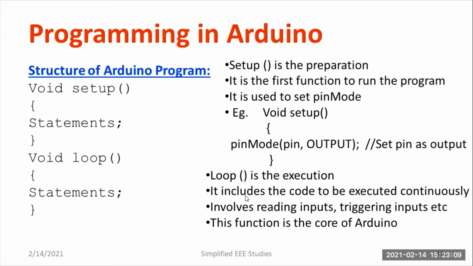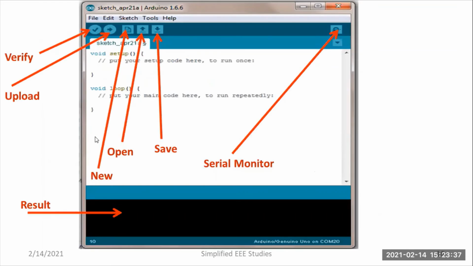The next one is very important. That is called void loop. What is the importance of void loop? Actually, it is the heart of the program. That means loop is the execution. It includes the code to be executed continuously, for example continuous PWM generation. You have to mention the code directly. If you want, you can maintain a delay also. It involves reading inputs, then triggering outputs, etc. This function is the core part of Arduino. This is the whole structure of an Arduino program.